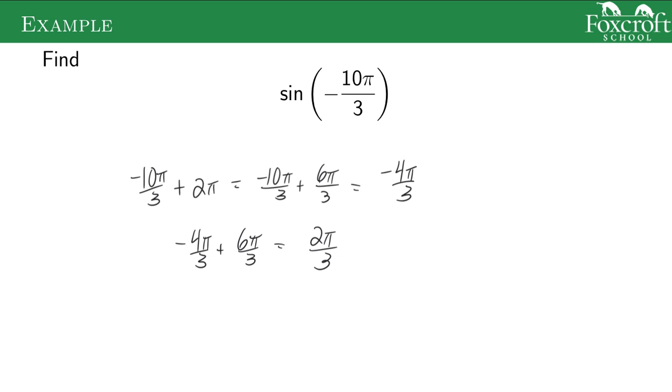2 is one less than the bottom, so that means I'm in quadrant 2. So my sine value is going to be positive, and it's related to pi over 3, where sine is the square root of 3 over 2. So just using all these different things together, knowing that negative 10 pi over 3 is related to 2 pi over 3, and 2 pi over 3 is in quadrant 2, I can use my unit circle knowledge from there.